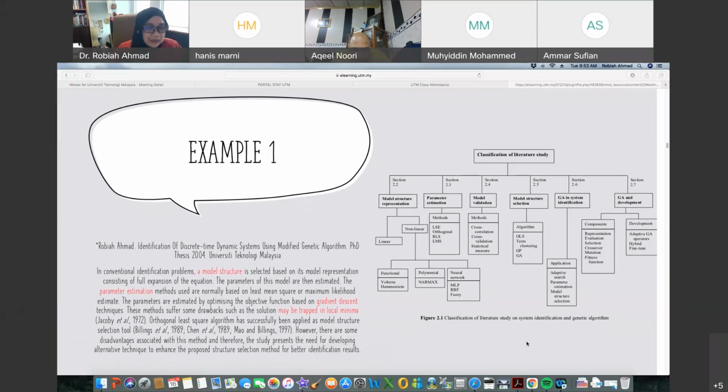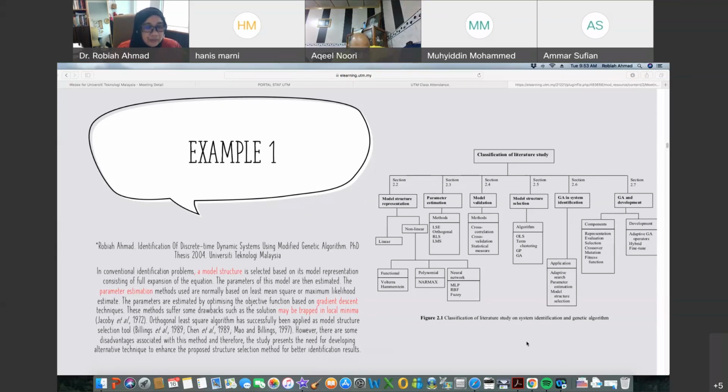In the conventional identification problem, a model structure is selected based on its model representation consisting of full expansion of the equation. So the main point is a model structure. Okay, the parameters of this model are then estimated. So this is the next step. Once you have the model structure, you estimate the parameters. The parameter estimation methods used are normally based on least mean square or maximum likelihood estimate. So these are the most common methods used.